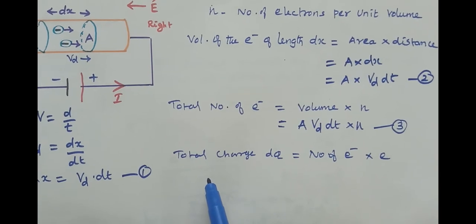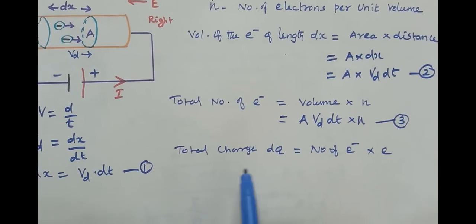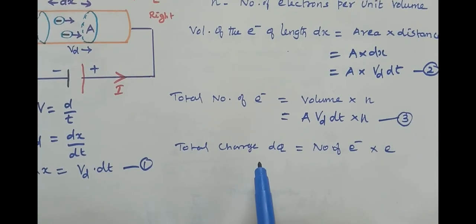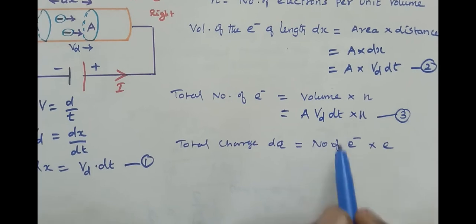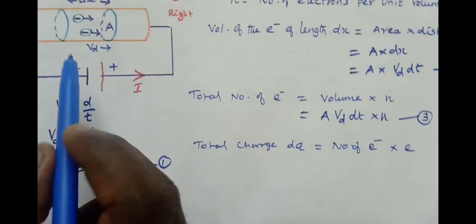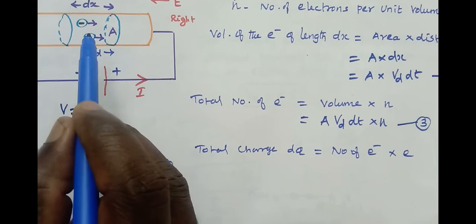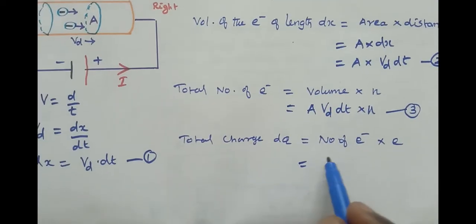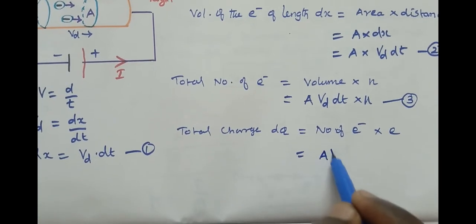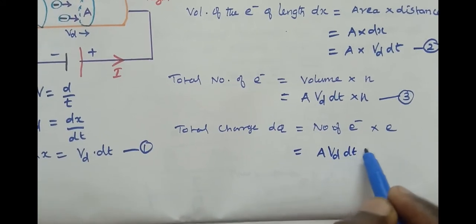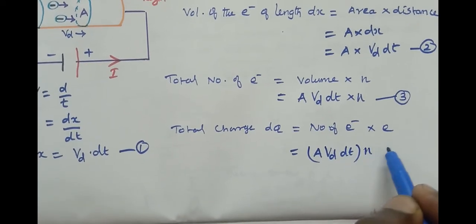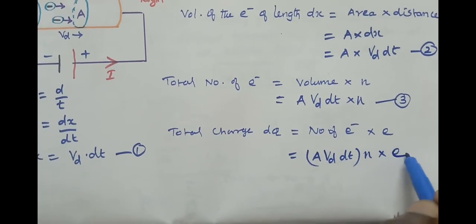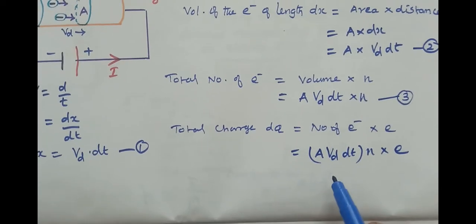Now calculate the total charge in the volume element, dq. The total charge dq is equal to the number of electrons in the volume element, that is equal to this one. Therefore, A vd dt into n, and the charge of the electron e.